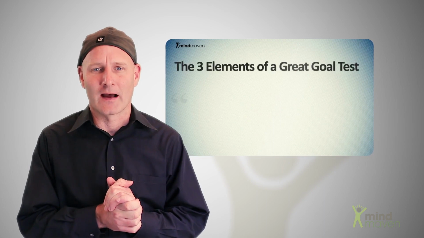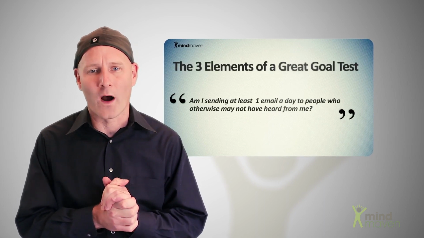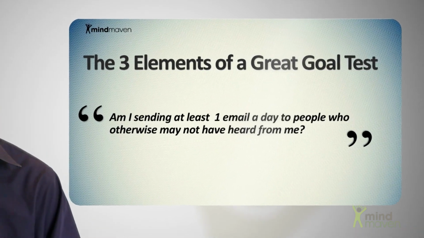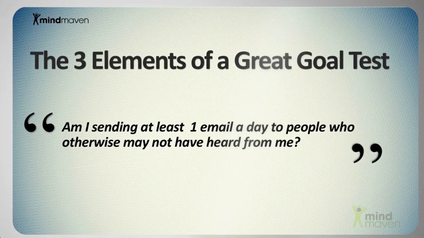So here's the statement, right? The goal test statement. I am sending at least one email a day to people who otherwise may not have heard from me that day. So reading that, it seems like it's already pretty clear what we need to be doing there and what we're testing against. But let's take a look at the important elements in this particular piece.